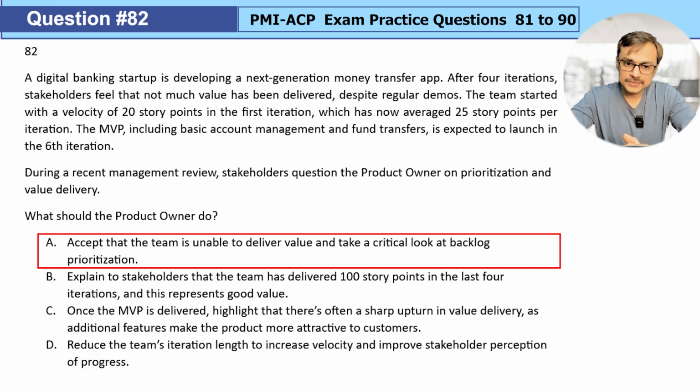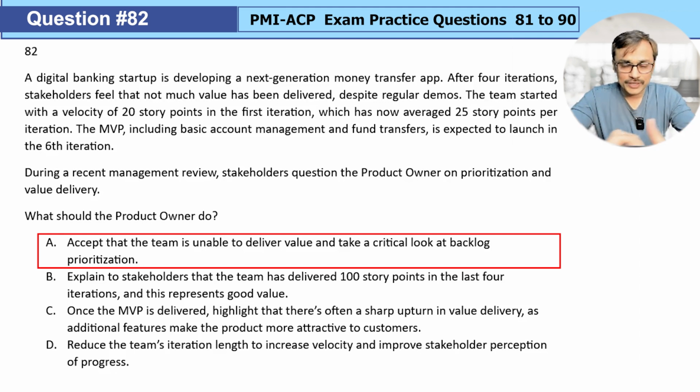Option A, accept the team is unable to deliver value and take a critical look at backlog prioritization. Yeah, so it's like showing that you have made some mistake and you probably need to fix it. There is no detail clearly showing that it is happening because of poor prioritization, because initially the formation of the MVP, the amount of features, may take time, and until they are done, we may not be able to deliver that much value.